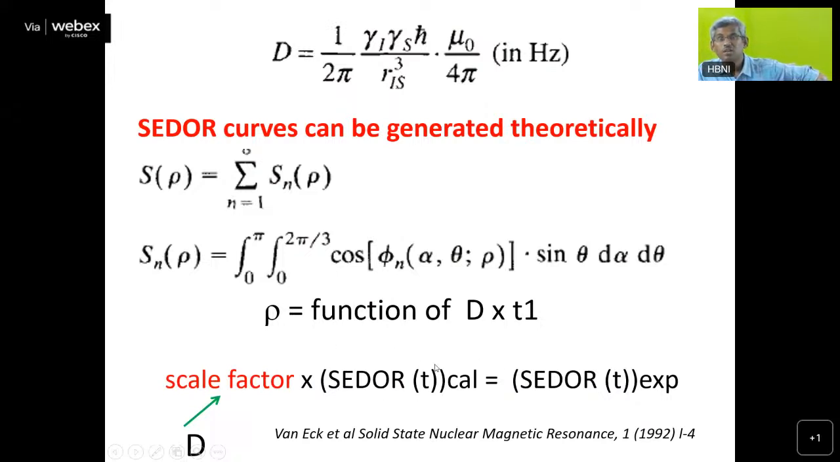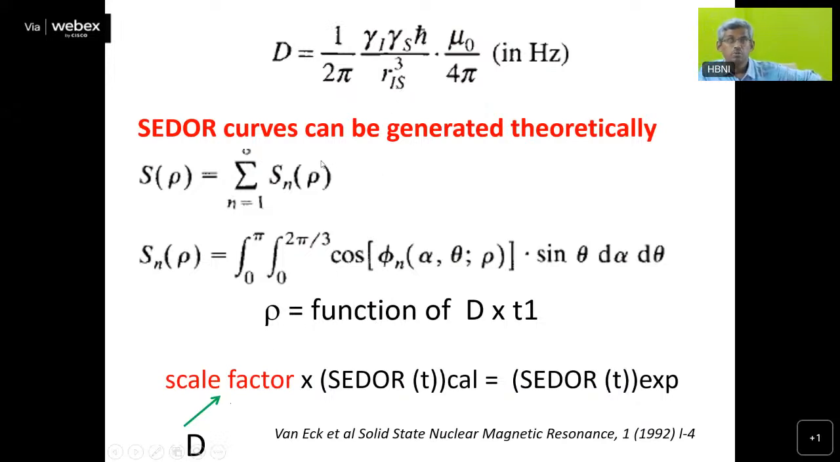And if you calculate the SEDOR intensity and multiply with the scale factor, what you generate is nothing but the experimentally observed SEDOR. The scale factor is related to the dipole-dipole coupling constant, which is expressed by this relation. Here gamma I and gamma S are literature values, the gyromagnetic ratios. So if you know all these values, you can get the distance between I and S. Let us say I is proton and S is C13, then you can get the I-S distance, but here I is the observable nucleus aluminium, and S is phosphorus, so you can get the distance between aluminium and phosphorus by this technique.